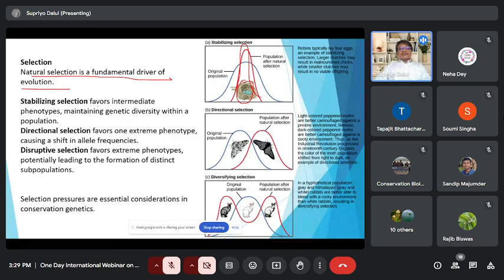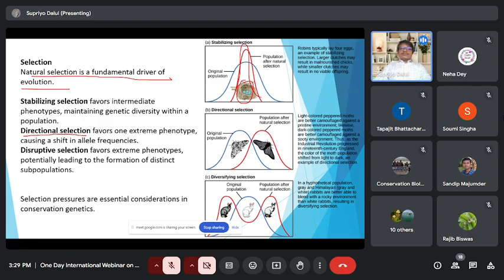Second is directional selection. This is one of my favorite examples. Directional selection is when it favors one extreme phenotype, causing a shift in allele frequency. This is a classic example of the peppered moth, Biston betularia. There are two varieties in this peppered moth. One is white and the other one is black.